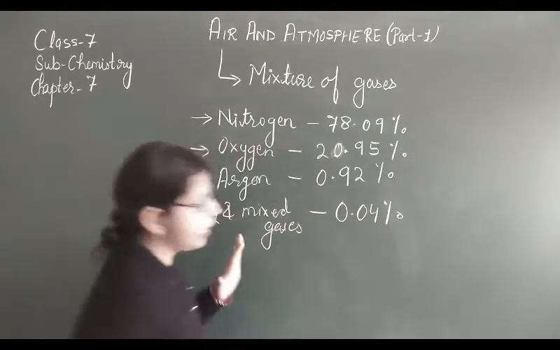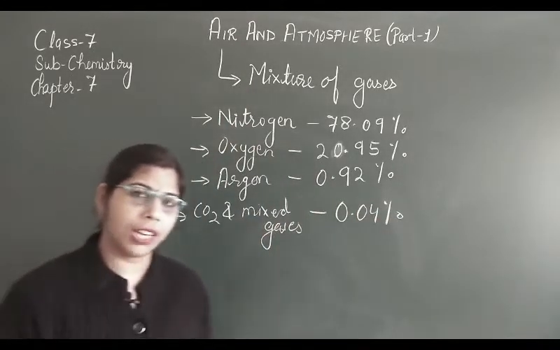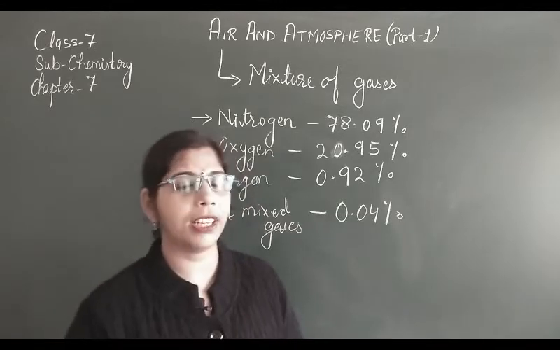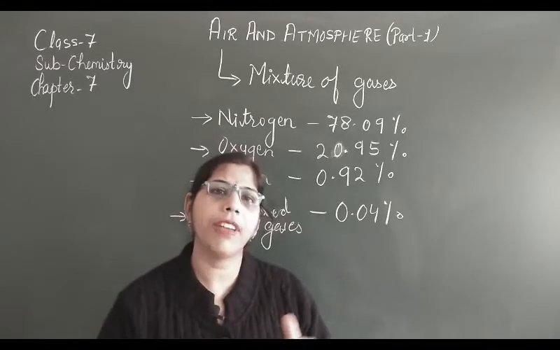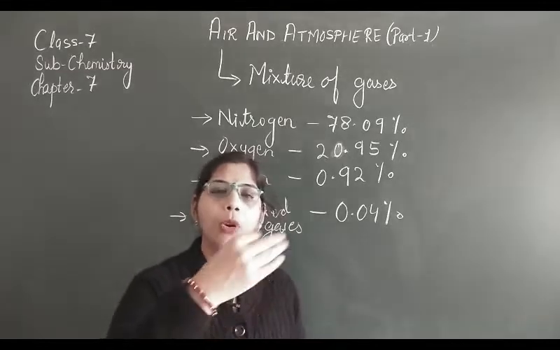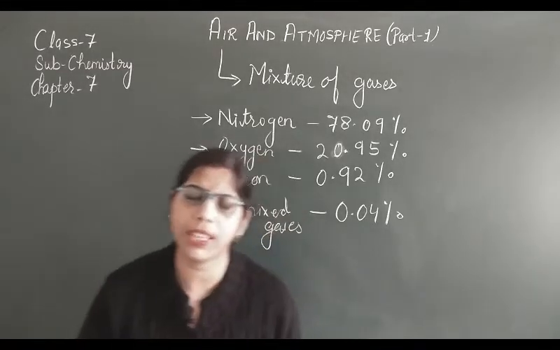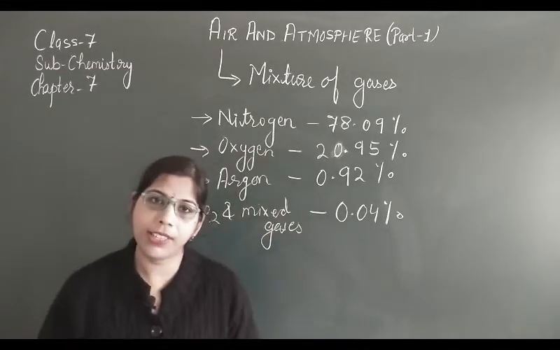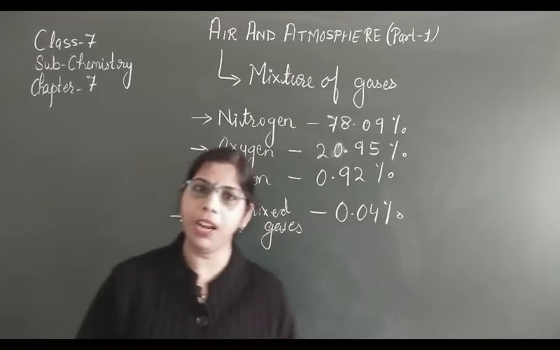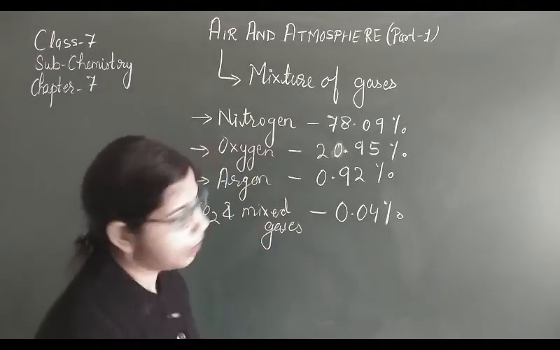And except these, dust as well as water vapor are also present in the atmosphere, in a variable amount. That means their amount is variable. Where there are more dust particles, more pollution, there the dust particles will be more; where it is less, there they will be less. That means they are in a variable amount.